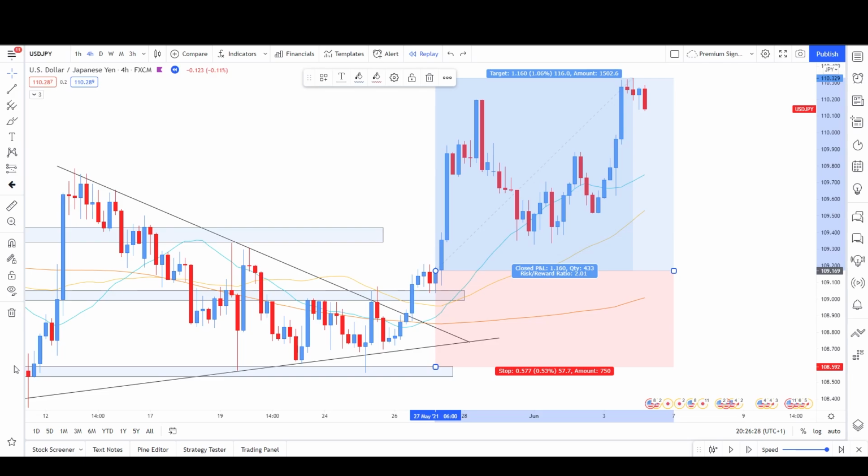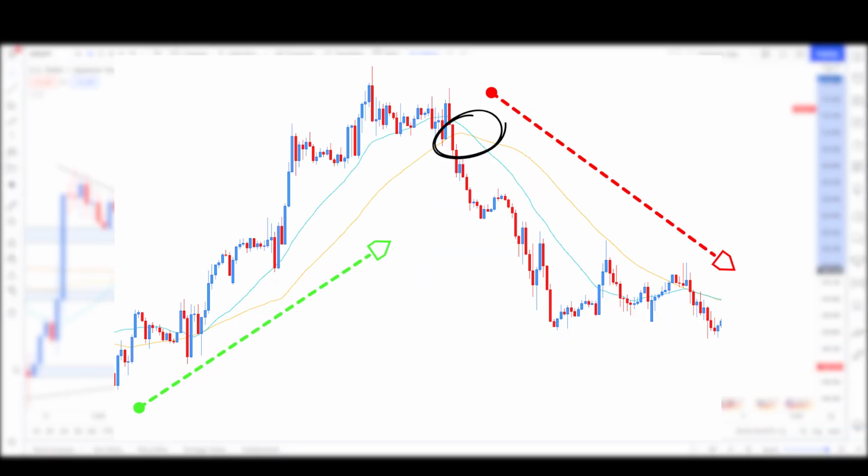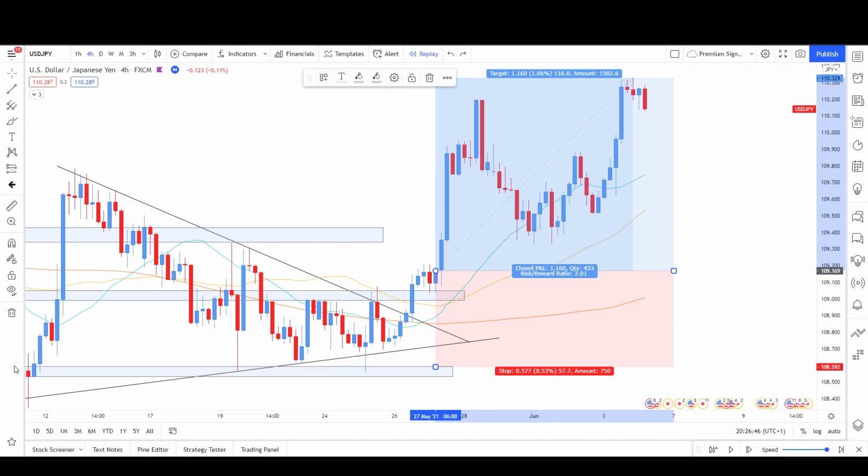I mainly use a 2-to-1 risk reward ratio, but as I said, it's different when it comes to the individual trader. And to exit the trade, you should look out for the moving average of 25 crossing below 50. This indicates that a reversal may occur and the trend is changing to a bearish one.